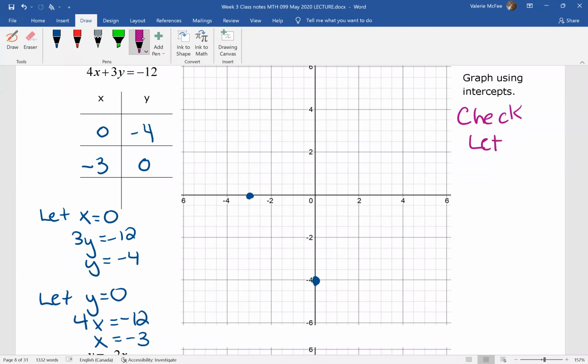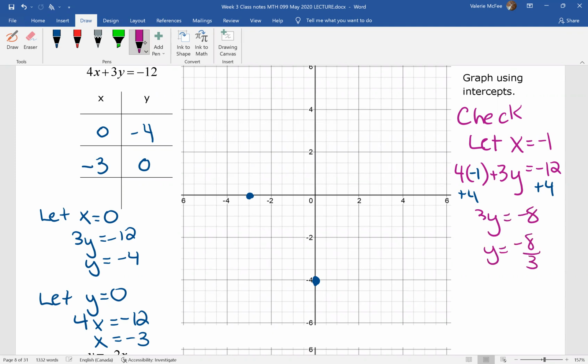What point do I want to use here? Maybe x equals -1. You can use anything. So I'm going to add 4 to both sides. -8/3. Yeah, not a really nice number.